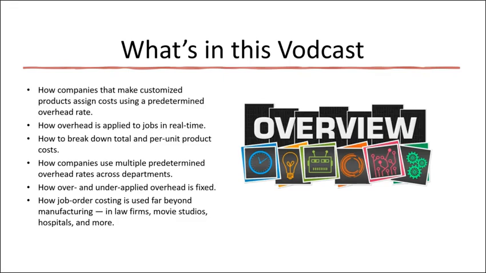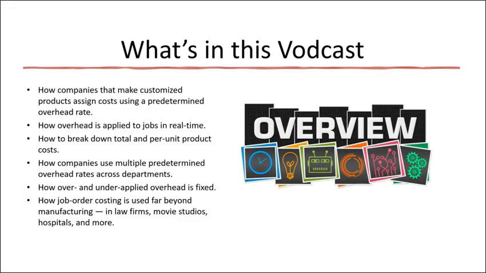In this vodcast, I'll show how companies that make customized products or offer individualized services use job order costing and assign overhead costs using a predetermined overhead rate, how this overhead rate gets applied to jobs in real time. We'll break down total and per unit product costs, and then go deeper with how companies use multiple predetermined overhead rates across departments. We'll also look at over and under applied overhead.